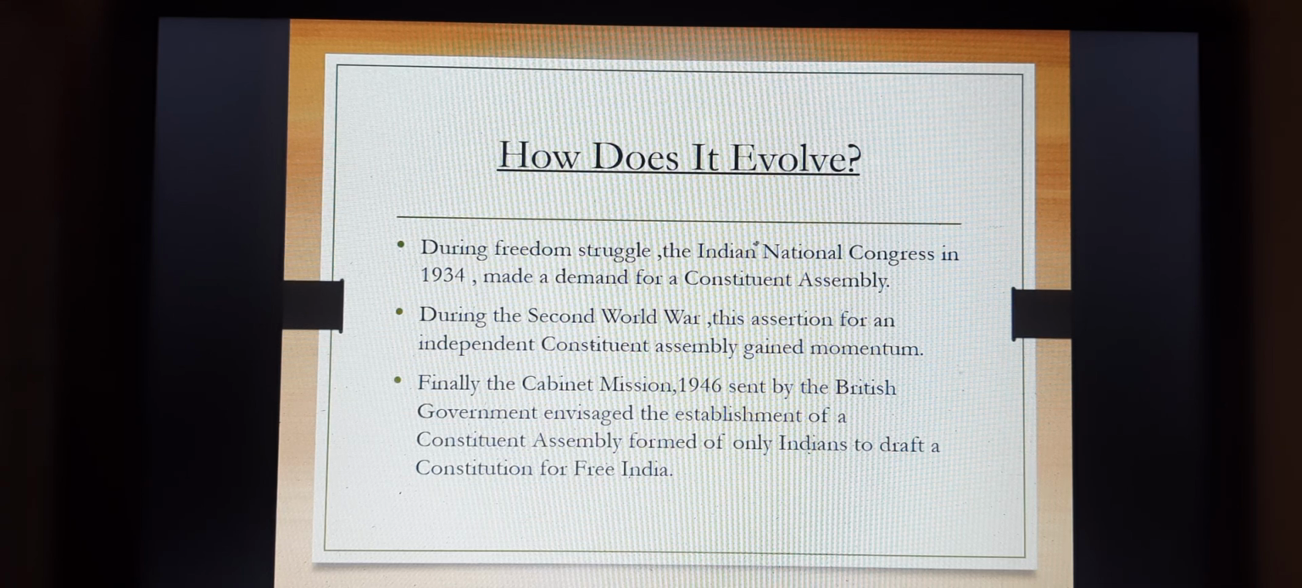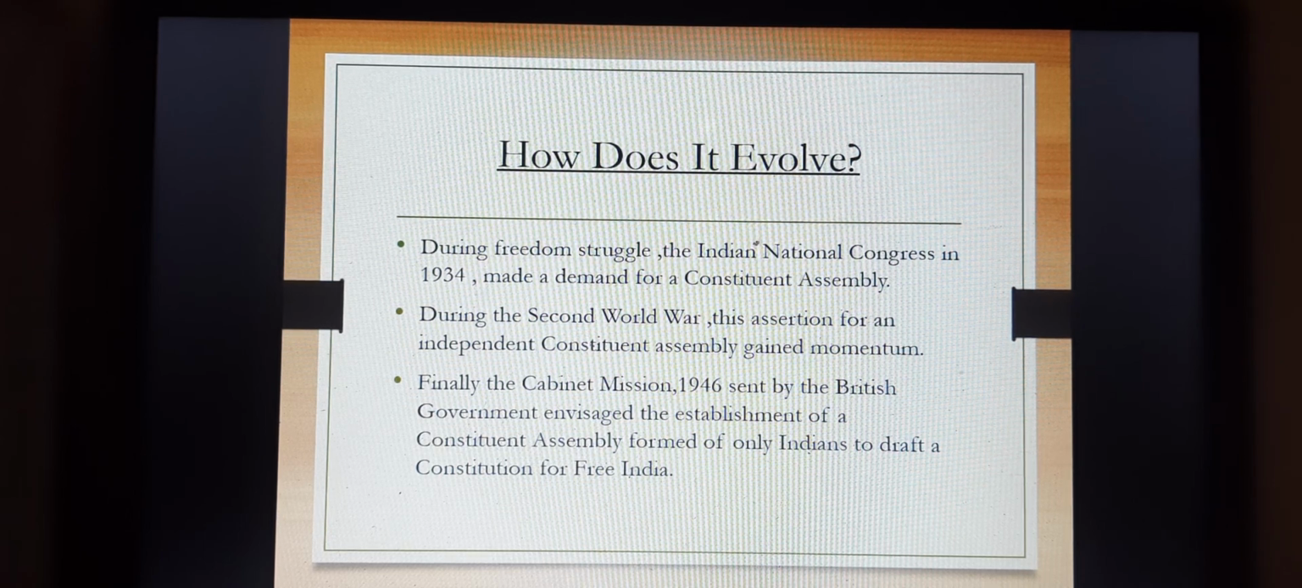Finally, the British Cabinet Mission in 1946, sent by the British government, envisaged the establishment of a Constituent Assembly formed only of Indians to draft a constitution for free India. So the Cabinet Mission came in 1946. It was sent by the British government and it established the Constituent Assembly, and in that Constituent Assembly only Indians were there to form the constitution for free India. No Britishers were involved in that.